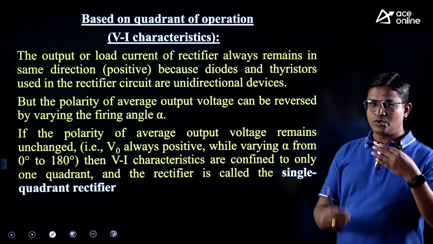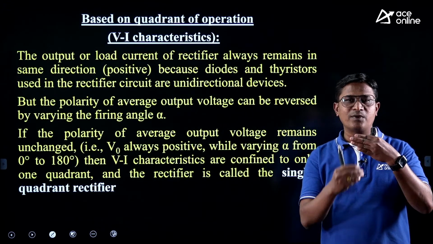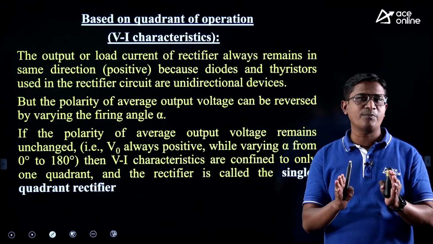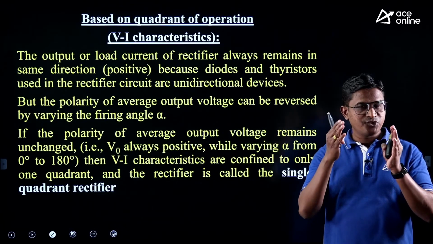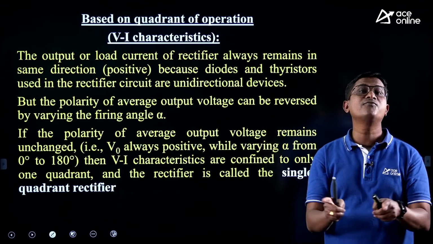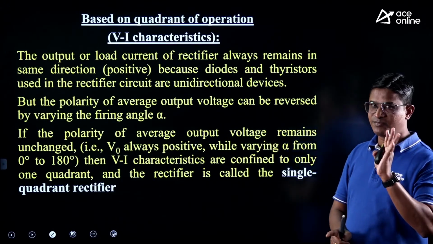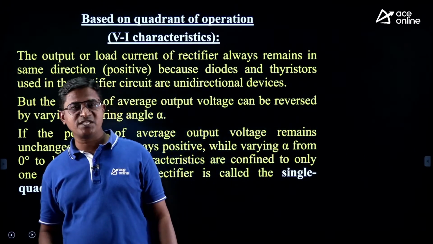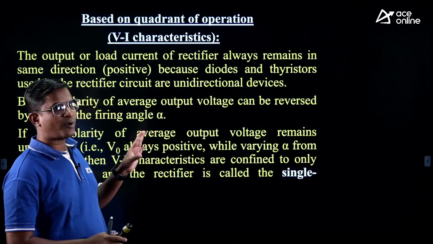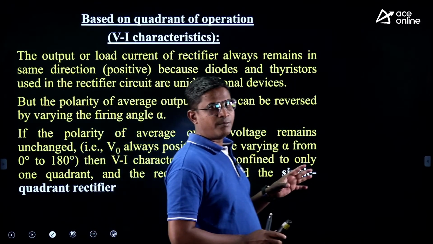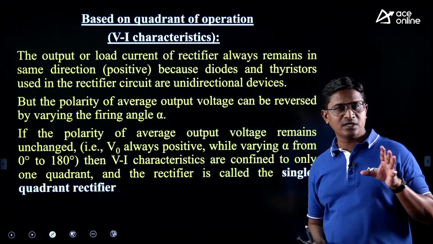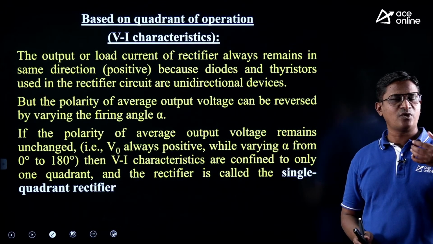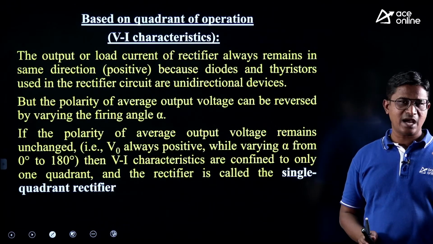They have asked the question, which of the following converters operates in only first quadrant? Which of the following converters operates in the first and fourth quadrant? Which of the following converters operates in all the 4 quadrants? Okay, so these are important, please be careful. So here, based on the quadrant of operation, specifically these quadrants of operation are defined by considering the load on the converter as a DC motor. DC motor load means what? RLE load. Okay, RLE load.